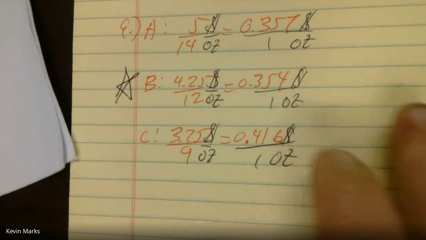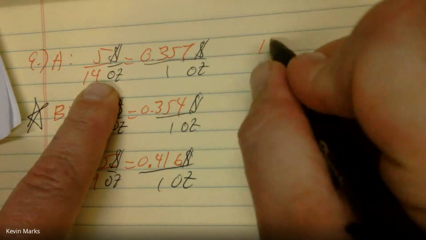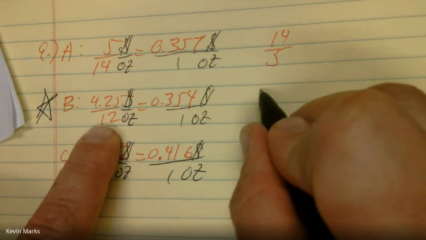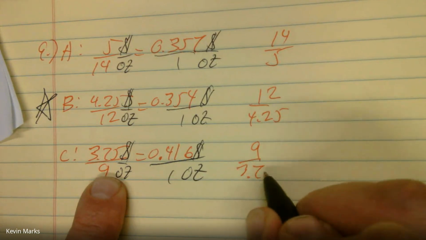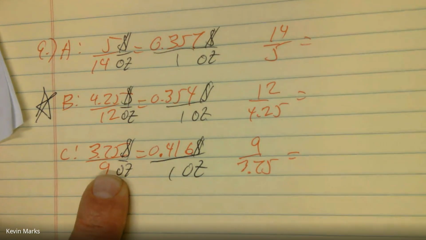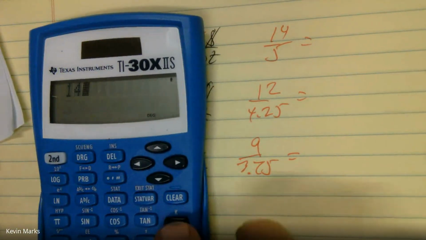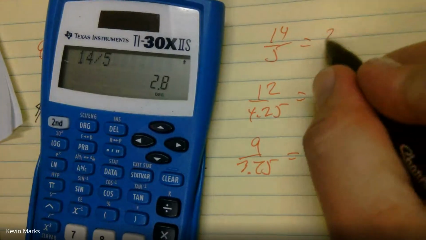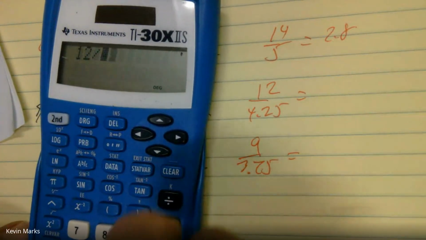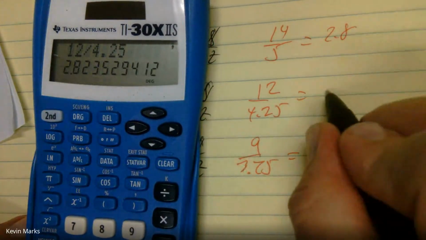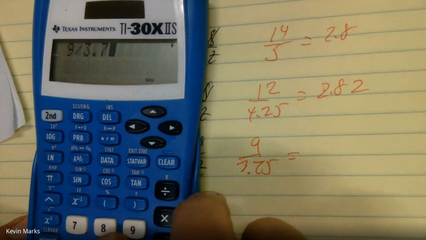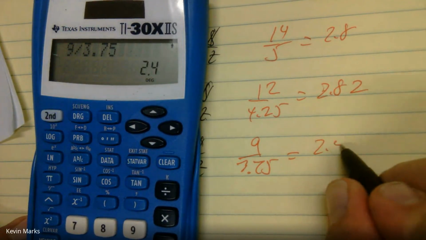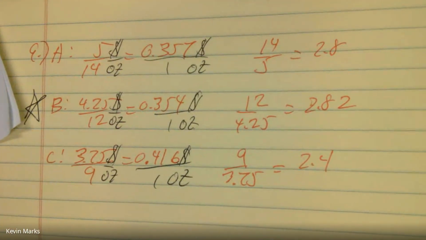But also it's worth mentioning, what if you did it the other way? What if you did 14 divided by 5 and you did 12 divided by 4.25? Over here, you did 9 divided by 3.75. So if we did it this way, 14 divided by 5 turns out to be 2.8. 12 divided by 4.25 turns out to be about 2.8. Then 9 divided by 3.75 turns out to be 2.4. Okay. Now, which one's the better buy?